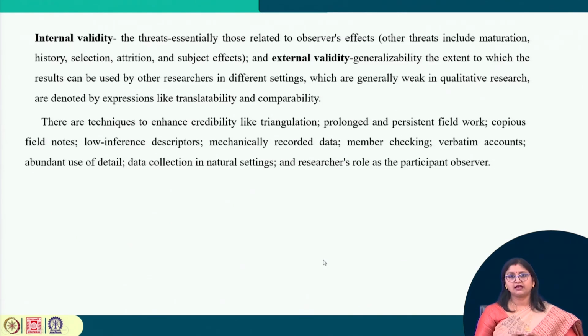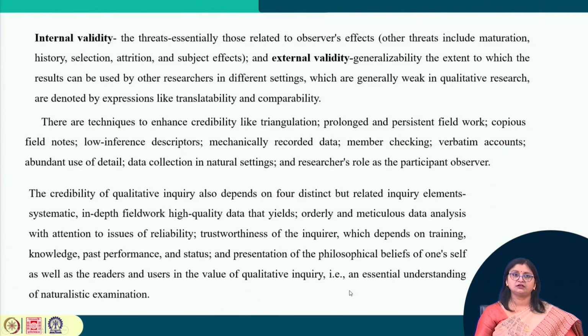So, translatability and comparability are the two factors in the expression of the research. There are techniques to enhance the credibility, like triangulation, prolonged and persistent fieldwork, copious field notes, low-inference descriptions, mechanically recorded data, member checking, verbatim accounts, abundant use of details, data collection in natural settings, and the researcher's role as a participant observer, that can enhance the credibility of the research results.